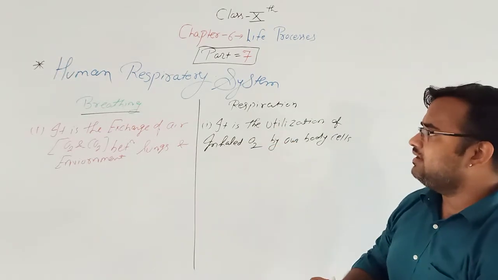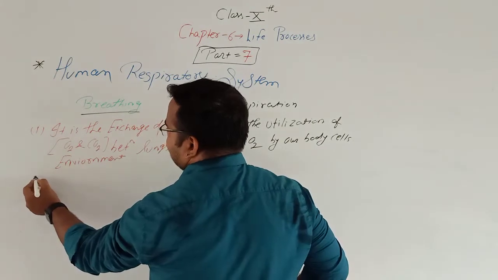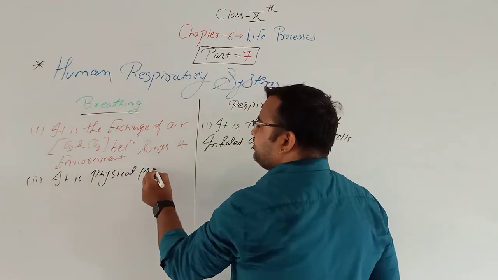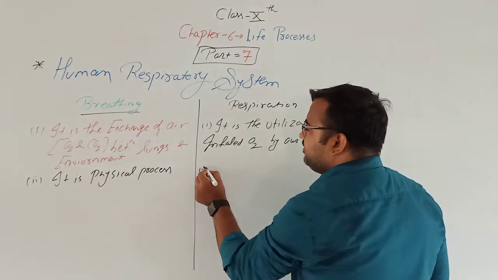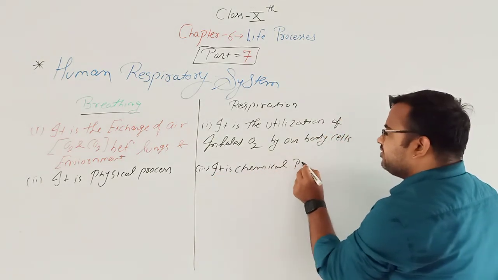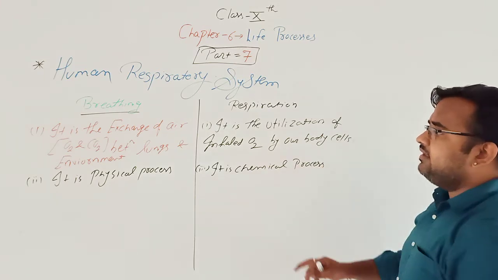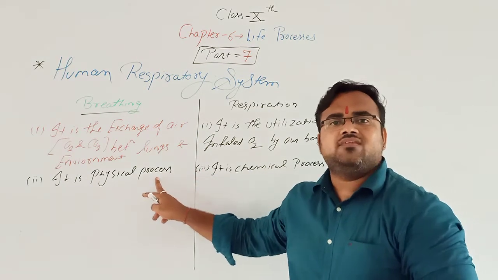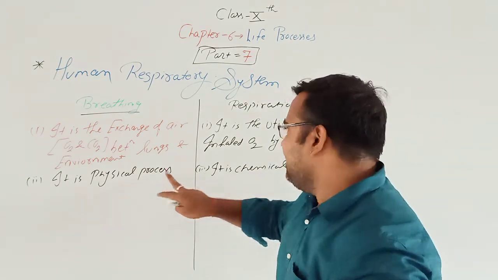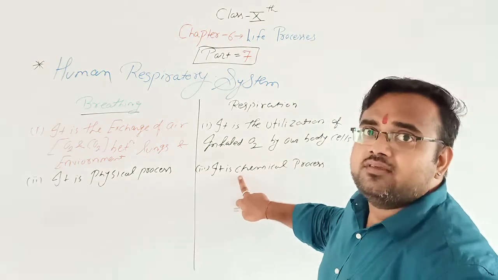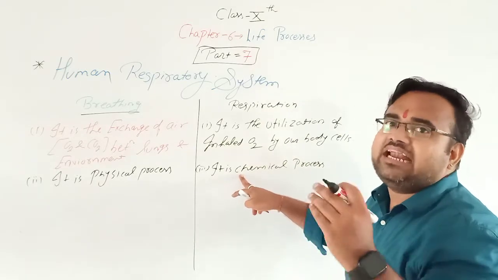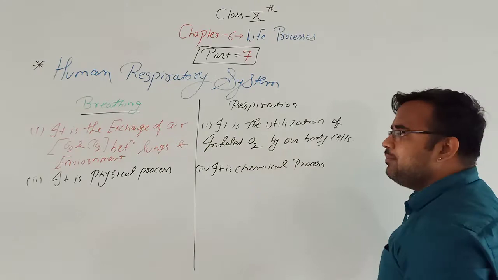Now the second point. Breathing is a physical process, and respiration is a chemical process. Why is breathing known as a physical process? It is only a process in which air is exchanged between the lungs and surroundings. Respiration is a chemical process because the cells utilize the oxygen and perform the various activities of our body. Therefore, it is a chemical process.